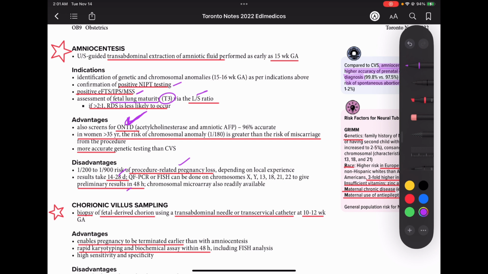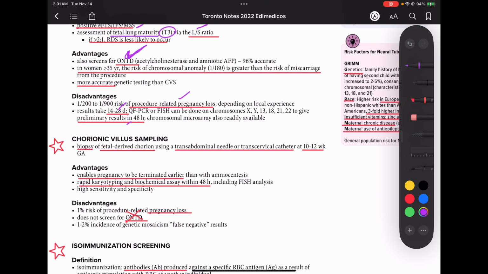Moving forward, talking about chorionic villus sampling. We read that in the placenta, the fetal part is called the chorion. So what we do is take a small biopsy sample of the fetal-derived chorion using a transabdominal needle or a transcervical catheter at 10 to 12 weeks. CVS is done earlier. It enables pregnancy to be terminated earlier than with amniocentesis.